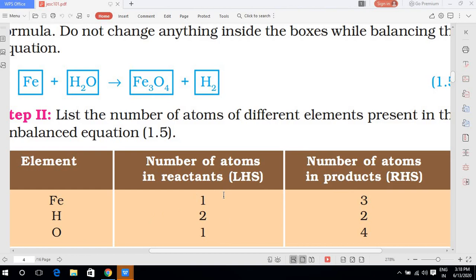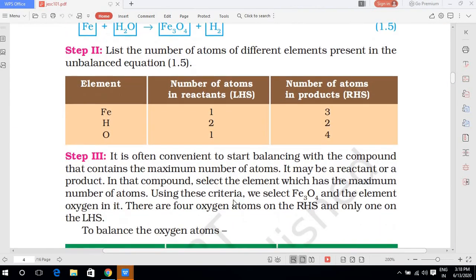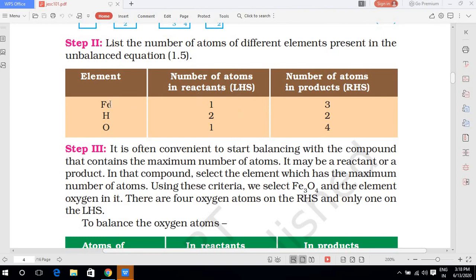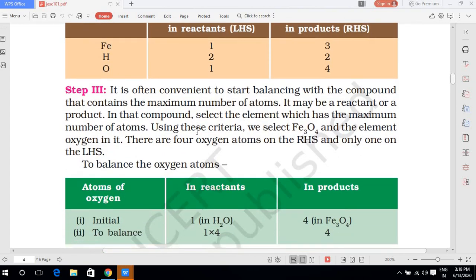No, if we just add some more number here and just make it equal, it is not going to be enough. We are going to do it similar to that one, but not really like that, but similar to that. We have to make these numbers equal. Which means that here iron we have to make it 3. Hydrogen, no changes necessary. Oxygen we have to make it 4 here instead of 1. So how do we do that? Let's see. We will do that in the next step.